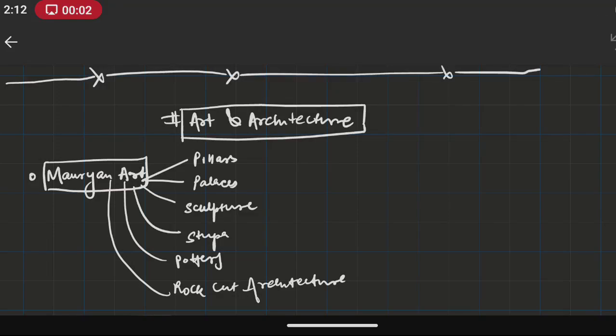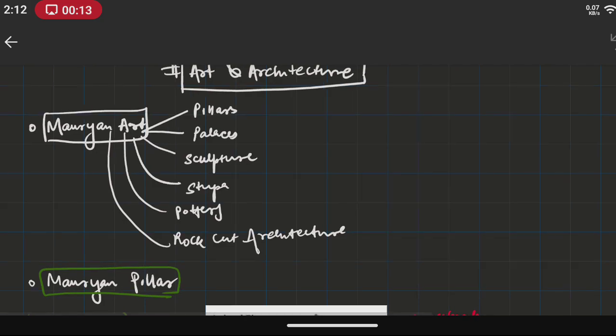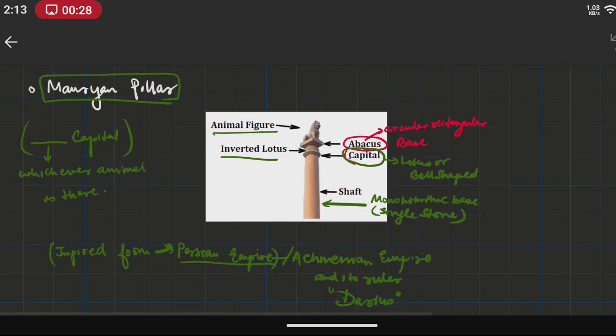Art and Architecture, under which the first topic that we'll study is about Mauryan art. Mauryan art can be divided into a number of subcategories to study it with a better perspective. So we'll study about Mauryan pillar, Mauryan palaces, Mauryan sculpture, stupas, poetry and rock cut architecture. Now start with the Mauryan pillar.